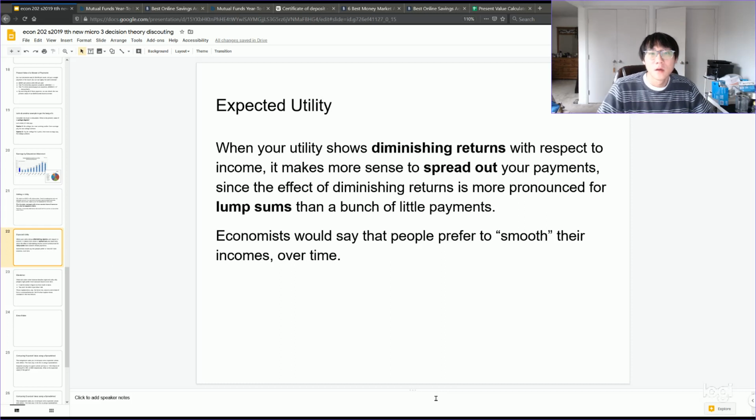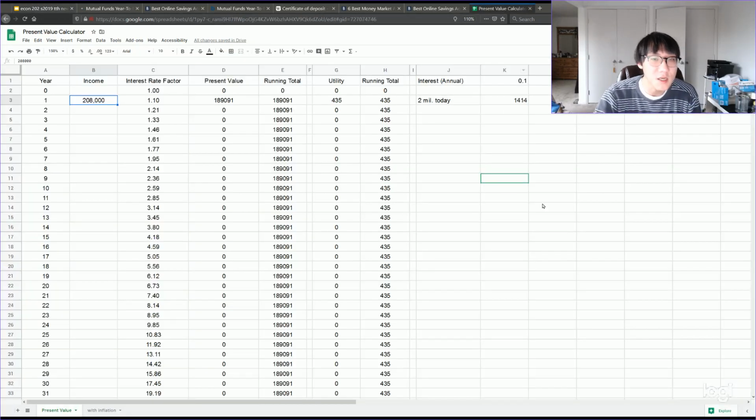Because here's the thing. When your utility shows diminishing returns with respect to income, it makes more sense to spread out your payments, because the effect of diminishing returns is more pronounced for a large lump sum than it is for a bunch of smaller payments. Let's just see an example of this.